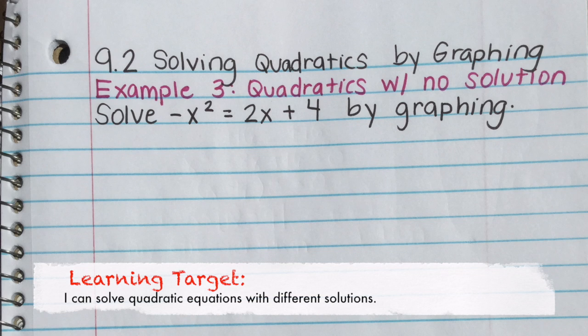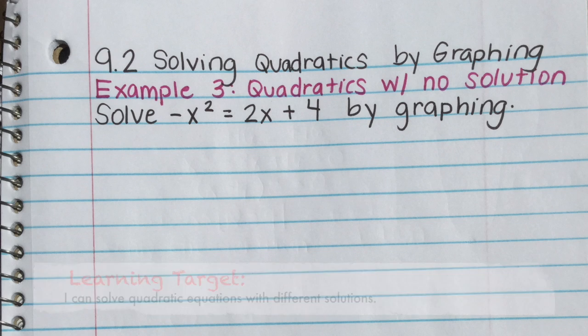All right, so here we have 9.2 example 3, and this is going to cover solving quadratics with no solution. In the example, it asks me to solve negative x squared equals 2x plus 4 by graphing. And you probably guessed I will show you how to solve it by graphing with the first example, but really the graphing is not necessary every single time.